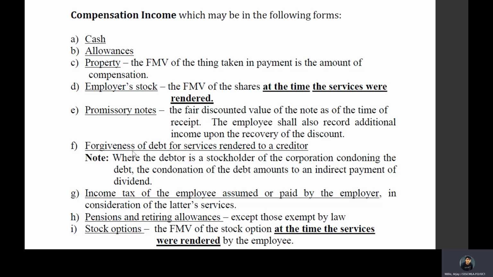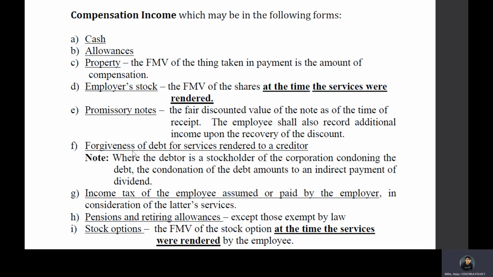Tapos at the time the services were rendered. So kasama din dyan yung mga promissory note, the fair discounted value of the note as of the time of receipt. The employee shall also record the additional income upon recovery of the discount. Forgiveness of debt for services rendered to a creditor. So papasok din dito, no, as part of compensation income. Kapag meron kang utang sa employer mo tapos kinendone yun, meaning it will also form part as your gross income.